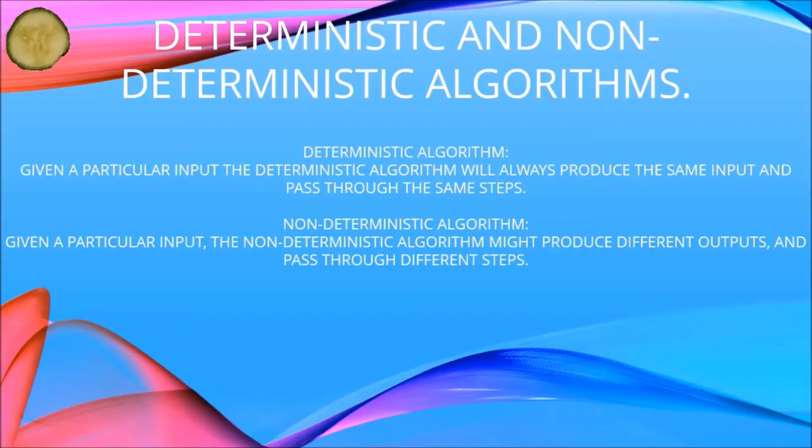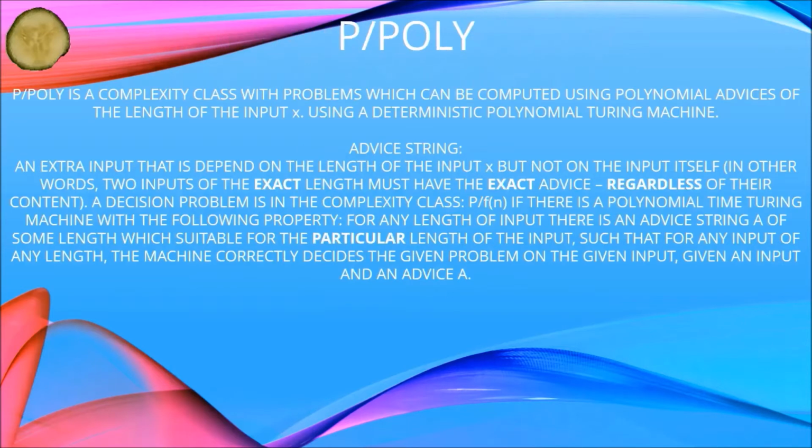Alrighty, deterministic and non-deterministic algorithms. Deterministic algorithm: given a particular input, the deterministic algorithm will always produce the same output and pass through the same steps. Non-deterministic algorithm: given a particular input, the non-deterministic algorithm might produce different outputs and pass through different steps.